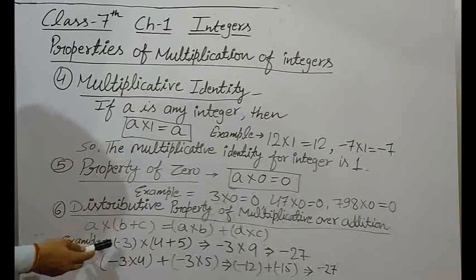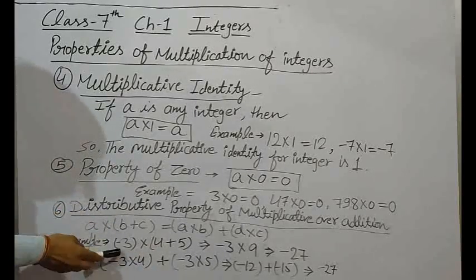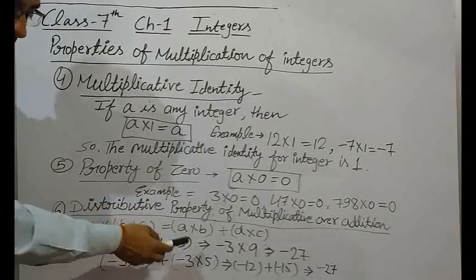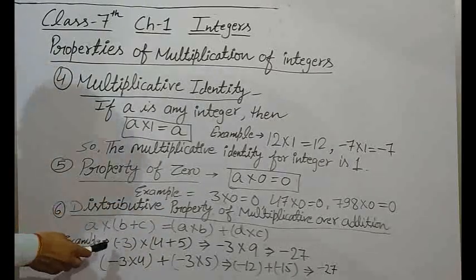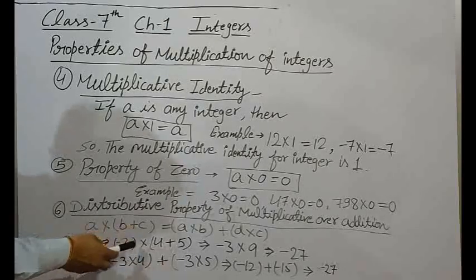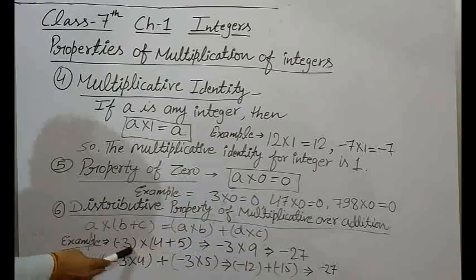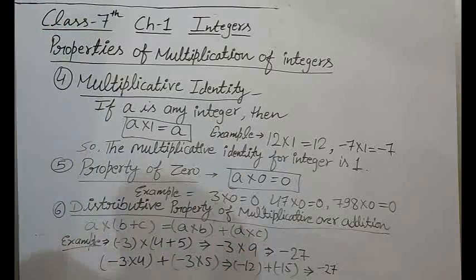We can understand from one example. We take three integers a, b and c. The value of a is -3, the value of b is 4 and the value of c is 5. First we solve the left hand side. First -3 multiplied by (4 plus 5). So we add 4 plus 5, which is equal to 9, multiplied by -3. So 9 multiplied by -3 is equal to -27.